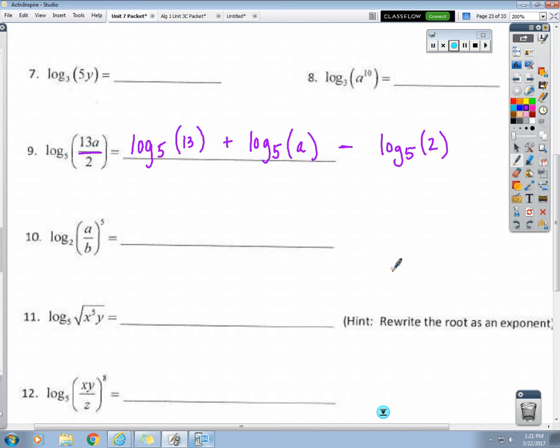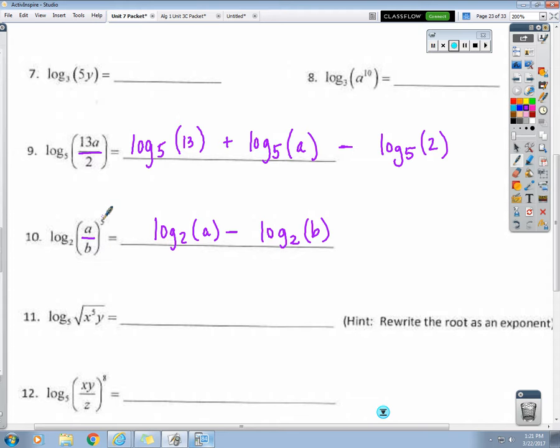Alright, now for number 10, how many times am I going to write the word log base 2? Twice. Once for that a and another time for the b. So log base 2 of a, log base 2 of b. Since it's division between those two terms, what sign goes over here? Subtraction. But what have we not dealt with?